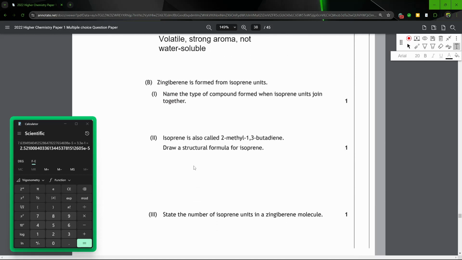But anyway, zingiberine is formed from isoprene units. State the type of compound formed when isoprene units join together. That would be everyone's favourite, terpene. Isoprene is also called 2-methyl-1,3-butadiene. Draw a structural formula for isoprene.